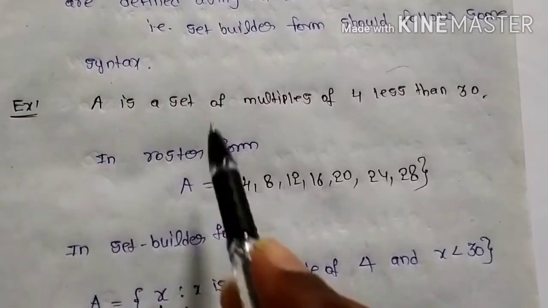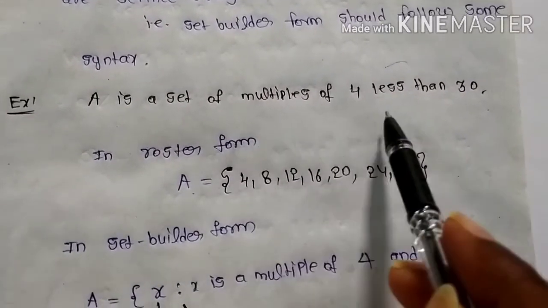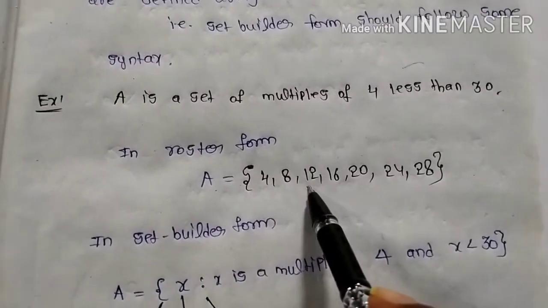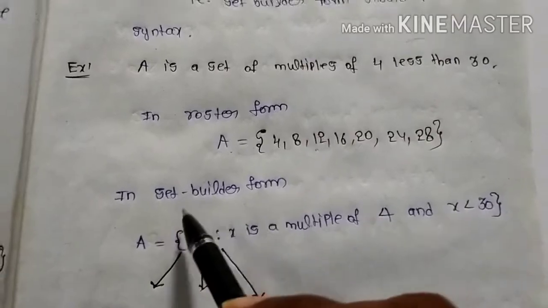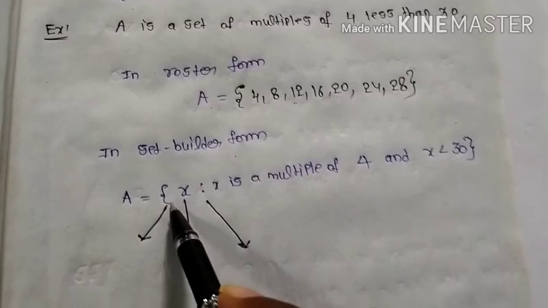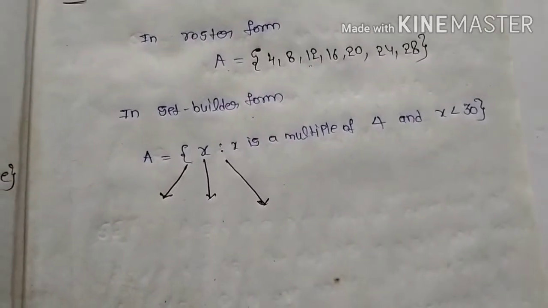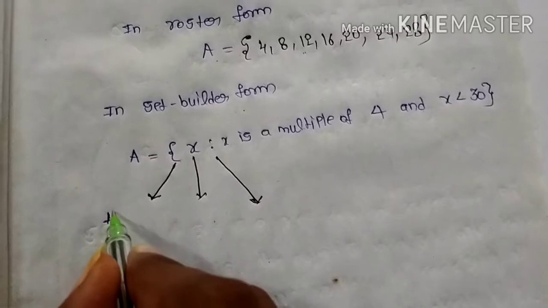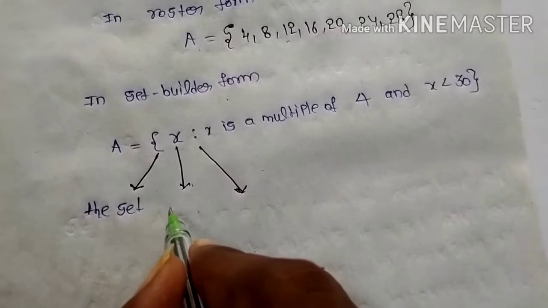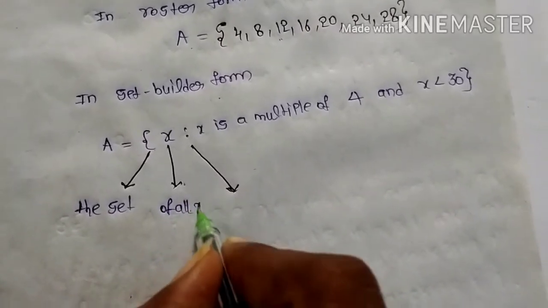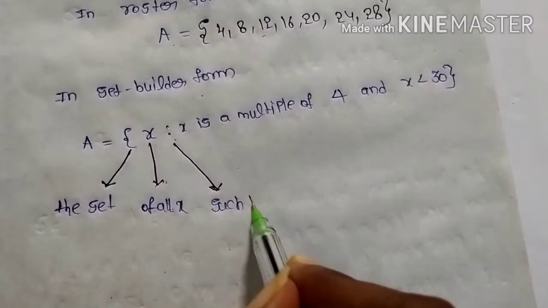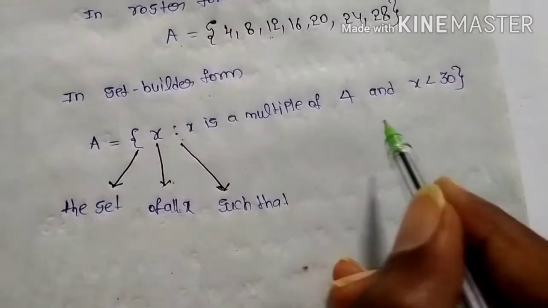A is a set of multiples of 4 less than 30. This is in the form of roster form. If I am asking in set builder form, how can you represent it? A is equal to, this bracket we can write as the set. This x can be read as "of all x". This can be read as "such that". You can write here such that. The remaining should be the same as reading.